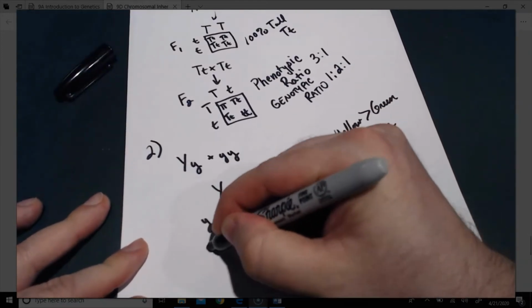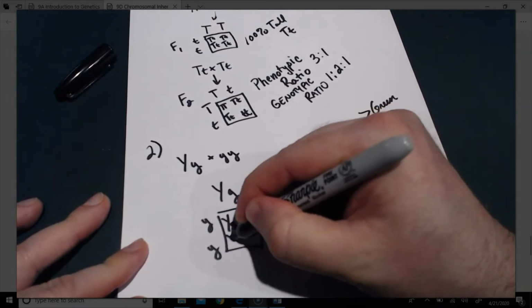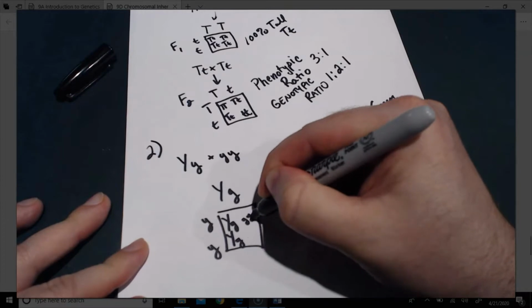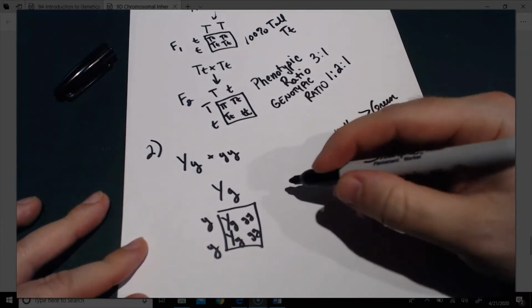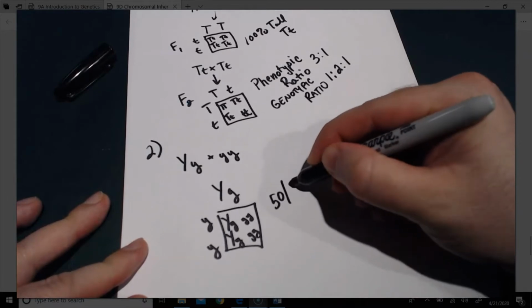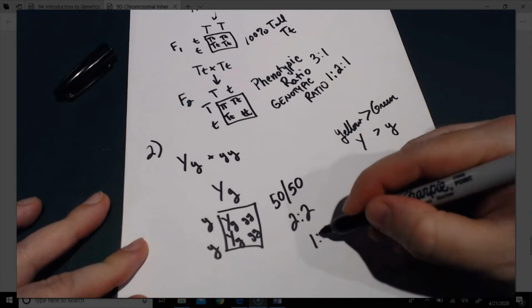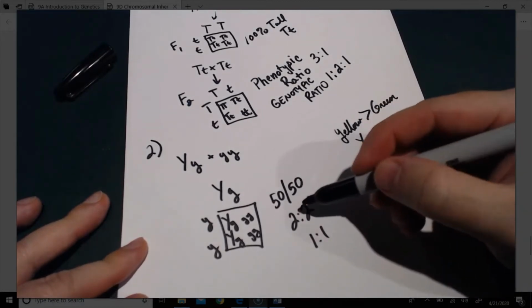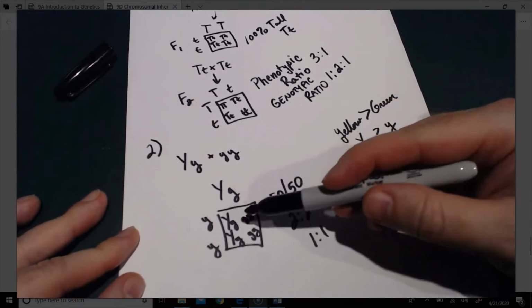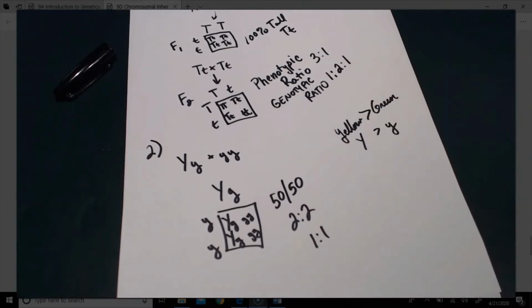So if you did your Punnett square correctly, that looks like a G, that's supposed to be a Y. I would have yellow, green. So in this case, my phenotypic and my genotypic ratios are 50-50, or what you could say is 2-to-2, or 1-to-1. These all mean the same thing. It means that 50% are going to be yellow, 50% are going to be green. Okay, not too bad, I hope. Let's move on to problem number 3.